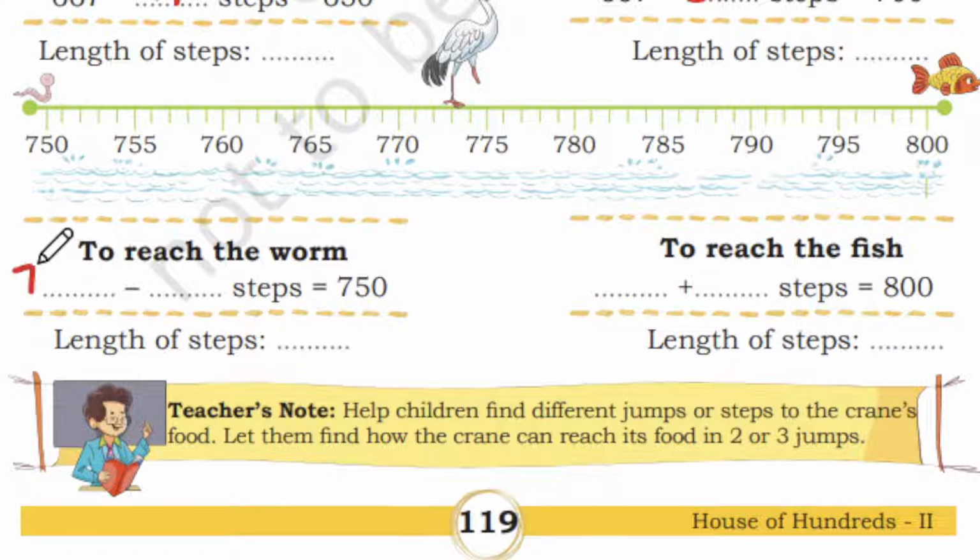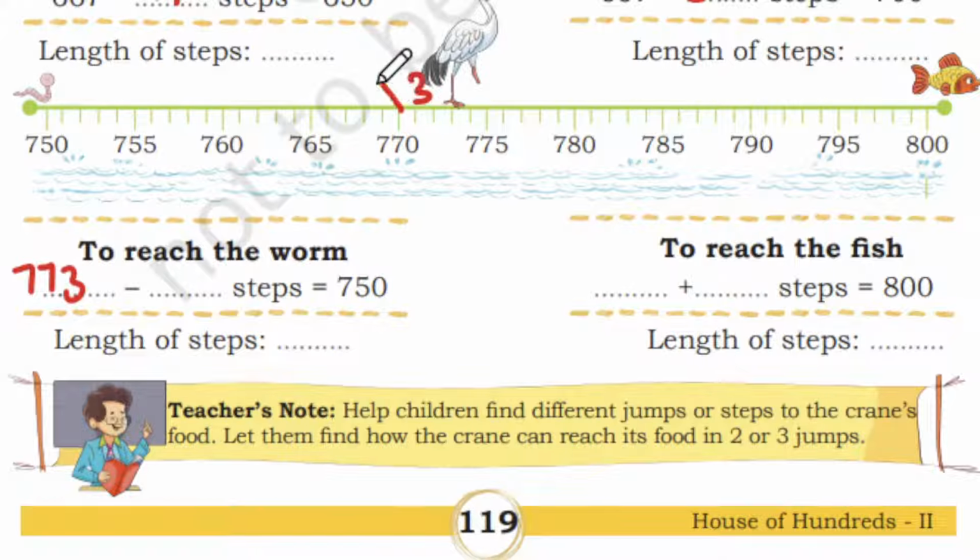So here you have to write 773. Now you have to calculate. Now we have to go back. So from 773 to 770, how many steps are there? You have to calculate: 1, 2, 3. So we have 3 here.